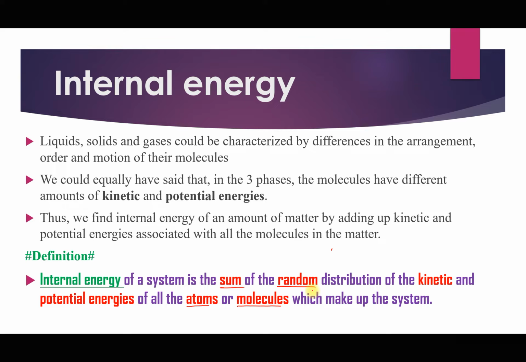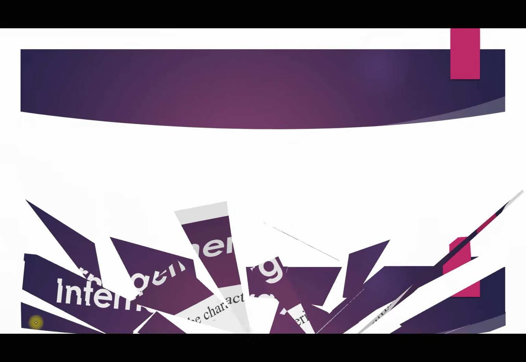Therefore, internal energy of a system is the sum of the random distribution of the kinetic and the potential energies of all the atoms or molecules which make up the system. So internal energy is going to be the kinetic energy plus the potential energy of all the molecules which are making up the system. Let's try to extend the idea of internal energy further.